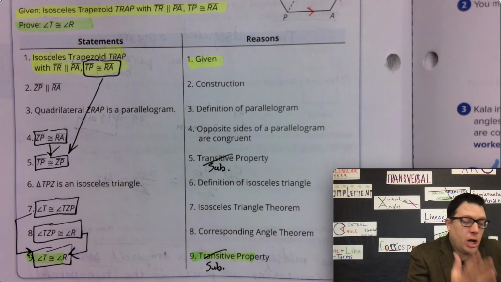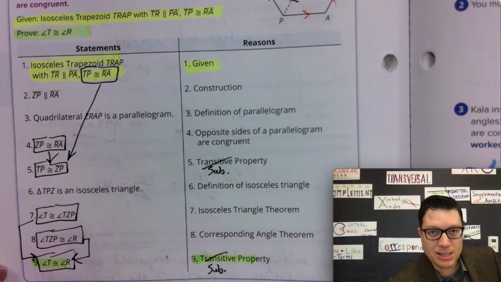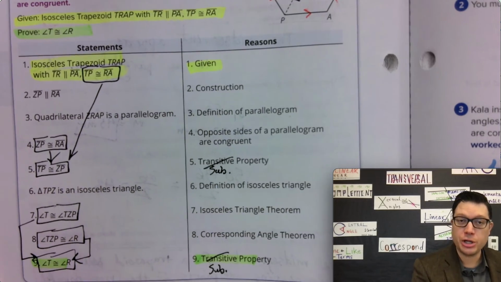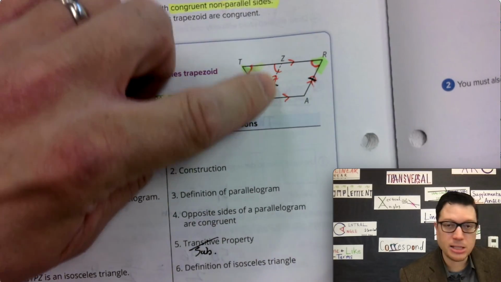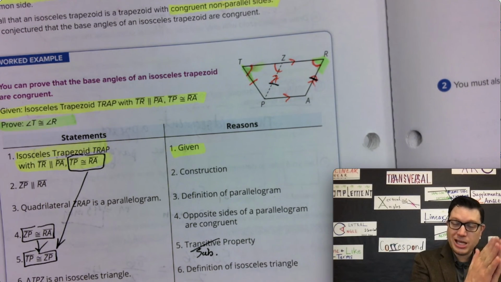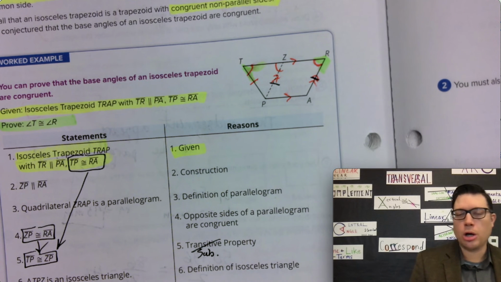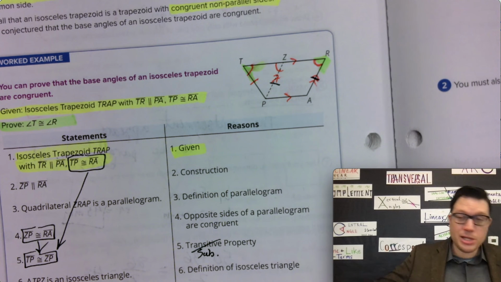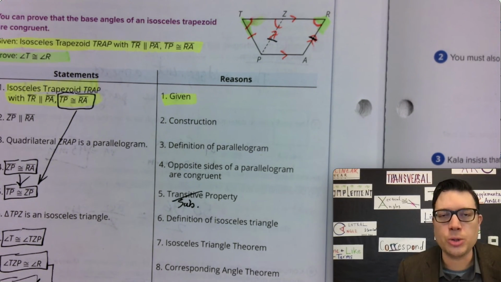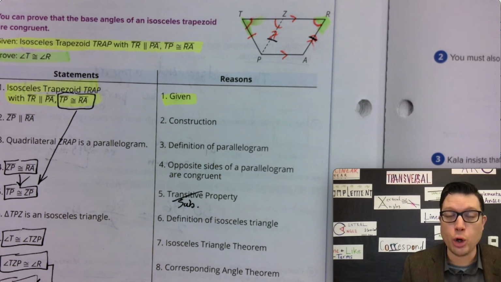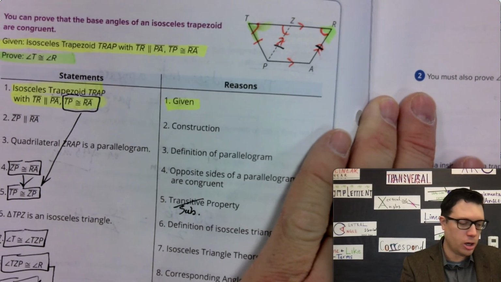Those are the two base angles, and through this 9-step process, we have shown that they are actually congruent. We used a parallelogram and an isosceles triangle glued together through a composition, and that created our proof. We get to now use this as a fact. It has been proven, so we get to say base angles of an isosceles trapezoid are congruent, just like base angles of an isosceles triangle are congruent.